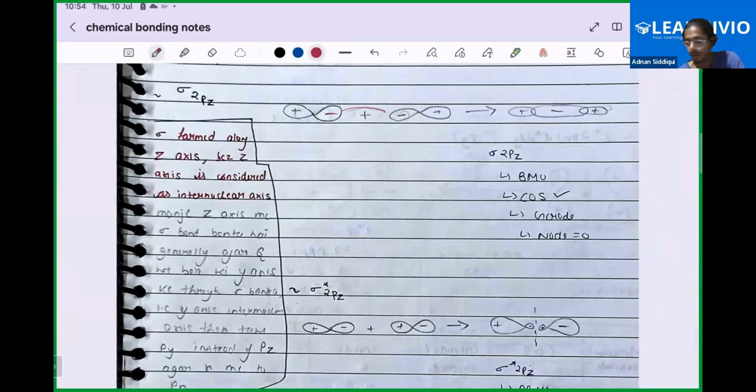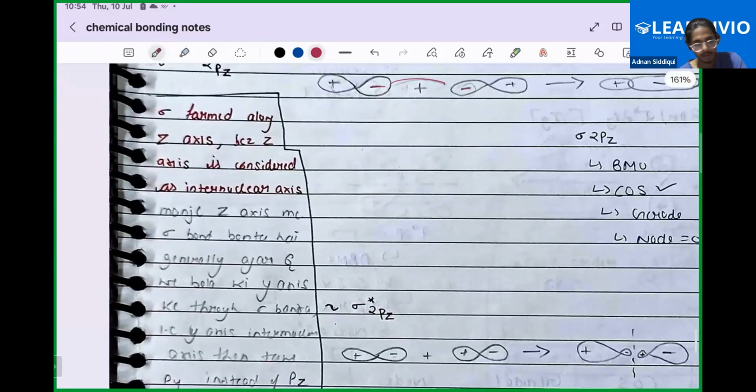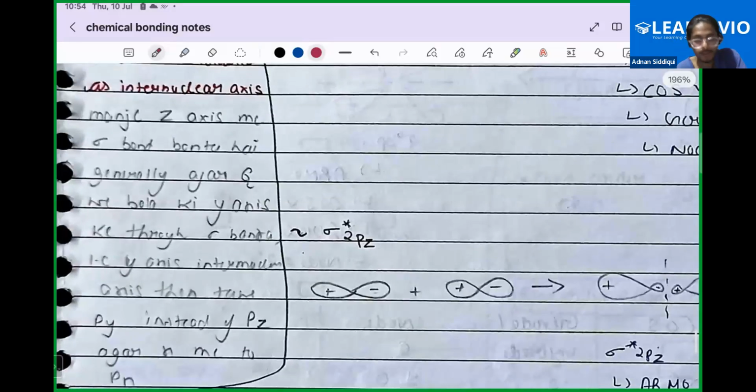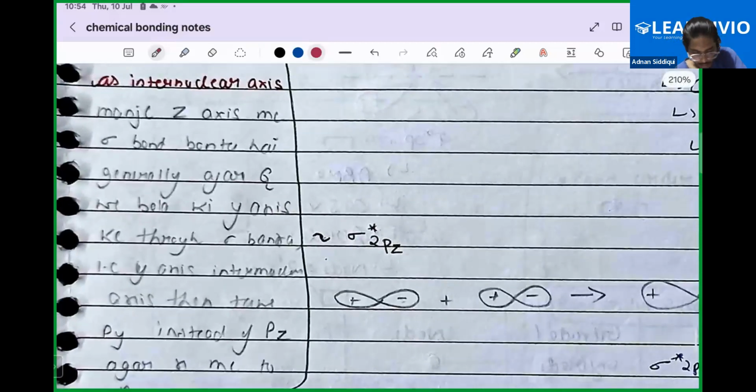So you might come across a term internuclear axis. Sigma is formed along that axis, because that axis is considered the internuclear axis. If it is not mentioned in your question, you are always going to consider the z axis as the internuclear axis. If they have specified any axis as internuclear axis, you have to act with respect to it. So in most cases, your z axis is going to be the internuclear axis.